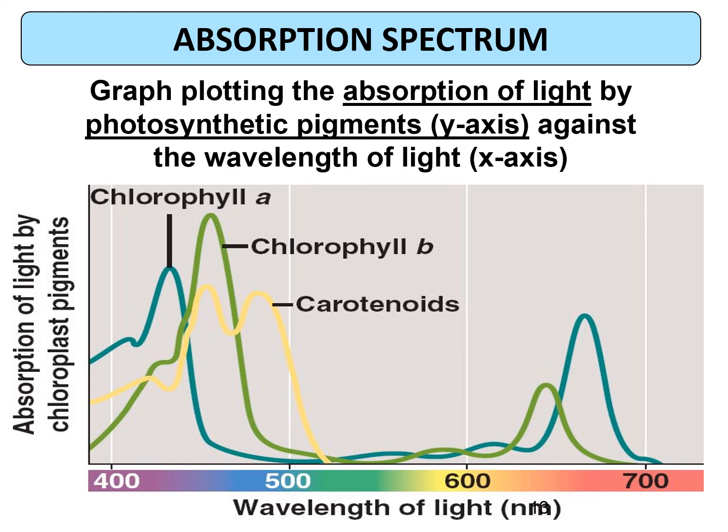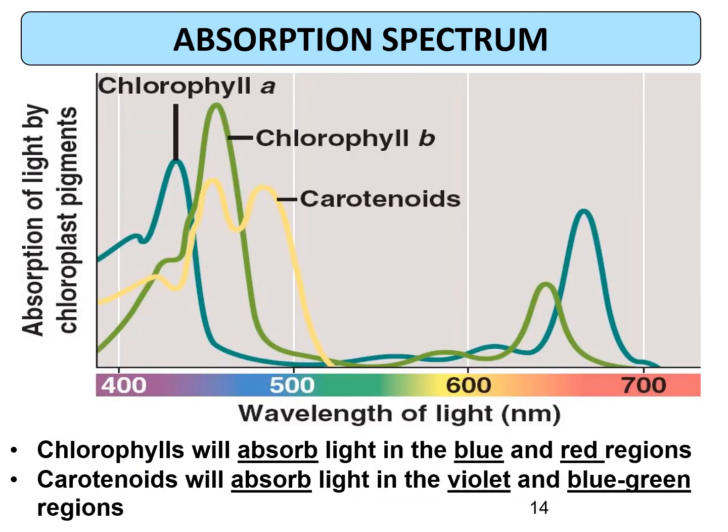Absorption spectrum. The absorption spectrum wavelength of light from 400 to 700 nanometers. So tadi kita belajar yang paling efektif adalah blue red kan. So dia akan absorb blue red. Okay. So blue ni paling tinggi kan? Ni. Red.